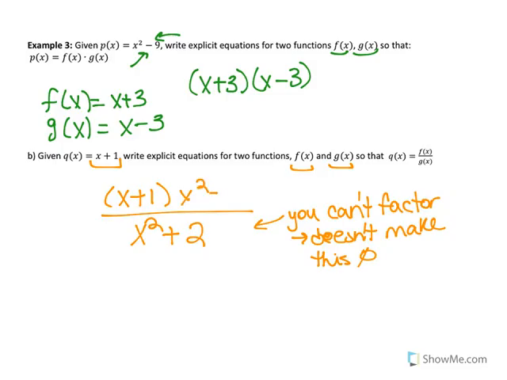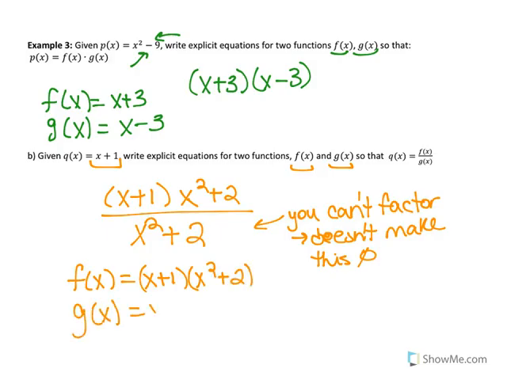And then I'm going to put that on the top as well, so that we can cancel them. So I'm going to say f of x is equal to x plus 1 times x squared plus 2. And I'm going to say g of x is x squared plus 2. So that leaves us with x plus 1 when we cancel, and it doesn't give us any problems with non-permissible values.